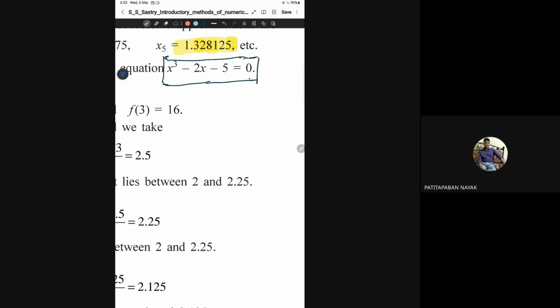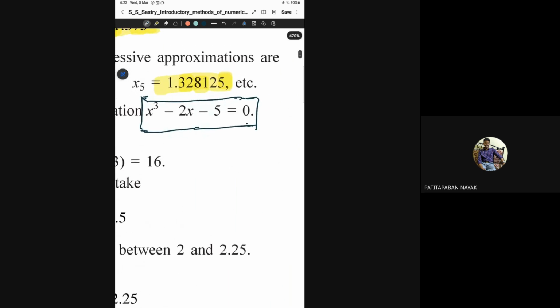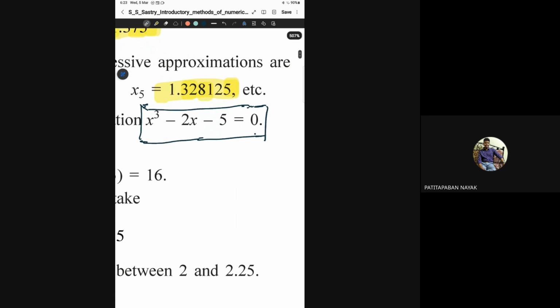That is fine. So find the root, find the solution, x cube minus 2x minus 5 equal to 0. Take 5 minutes and tell me what is the answer using this method. I give 5 minutes, work it out by bisection method and tell me what is the answer.